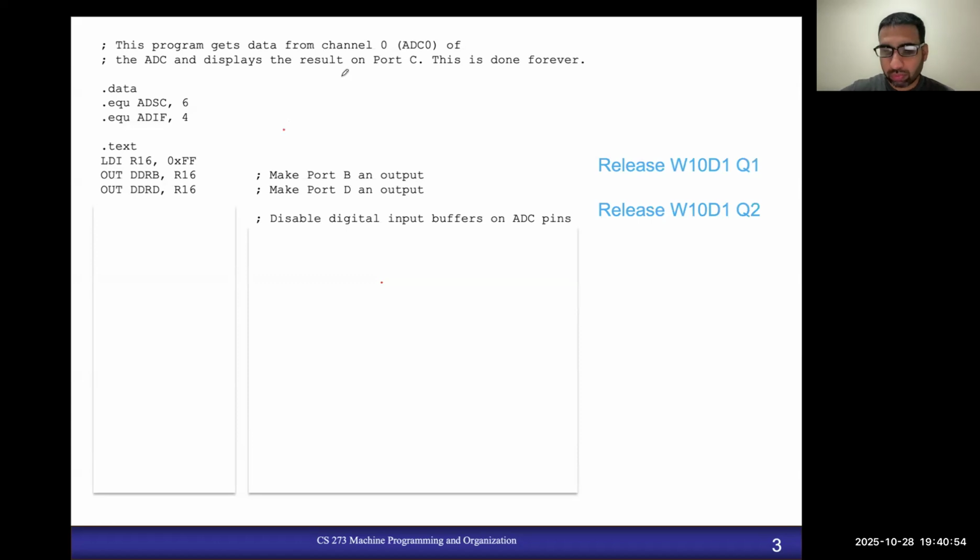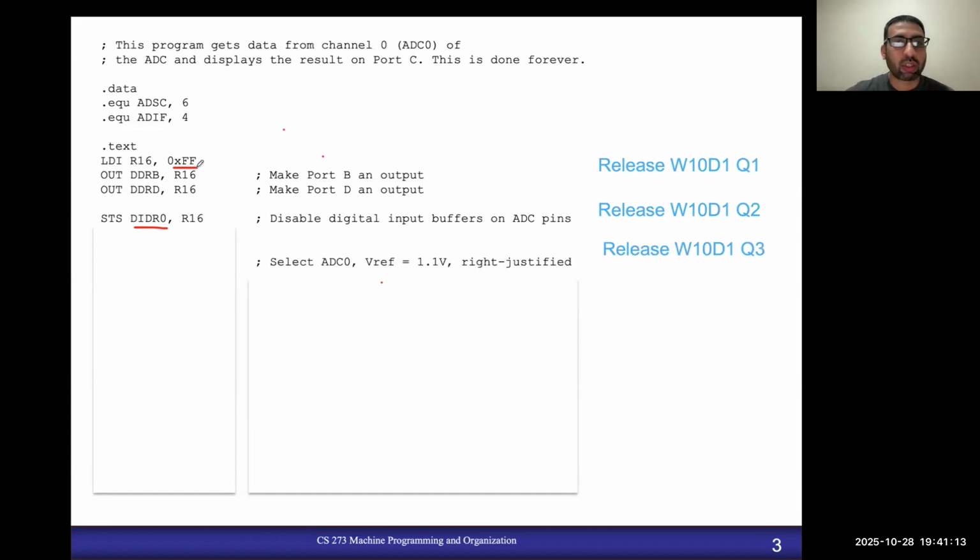Okay. So again, it was straightforward. You just need to write all ones in DIDR0. And how can you do that? By simply sending R16 to DIDR0. Remember, R16 already has 0xFF, right? So you don't need to do anything else. Just write R16 to DIDR0.